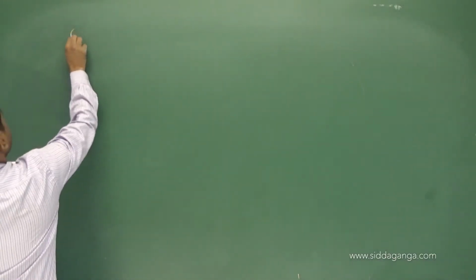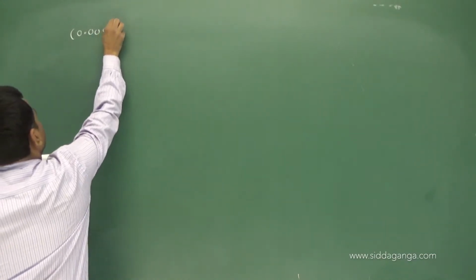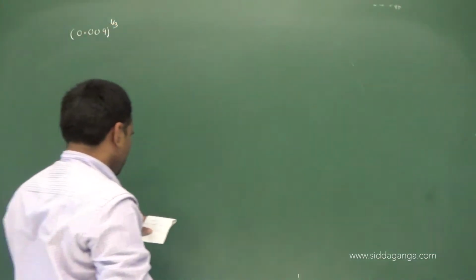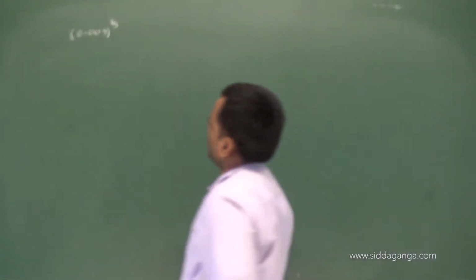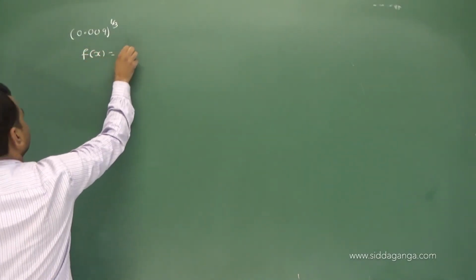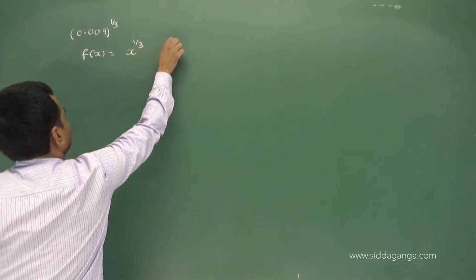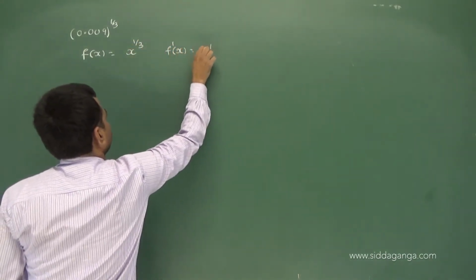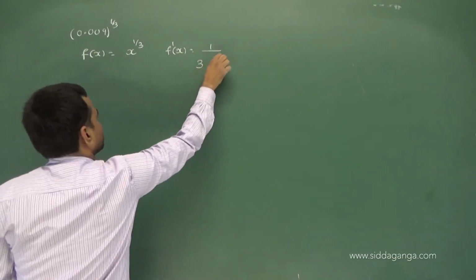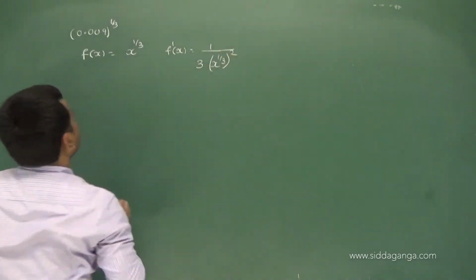So one more cube root, 0.009 to the power 1 by 3. Okay, so again f of x is what? X to the power 1 by 3. F dash of x is what? 1 by 3 into x to the power 1 by 3 whole square. This is what? F dash of x.